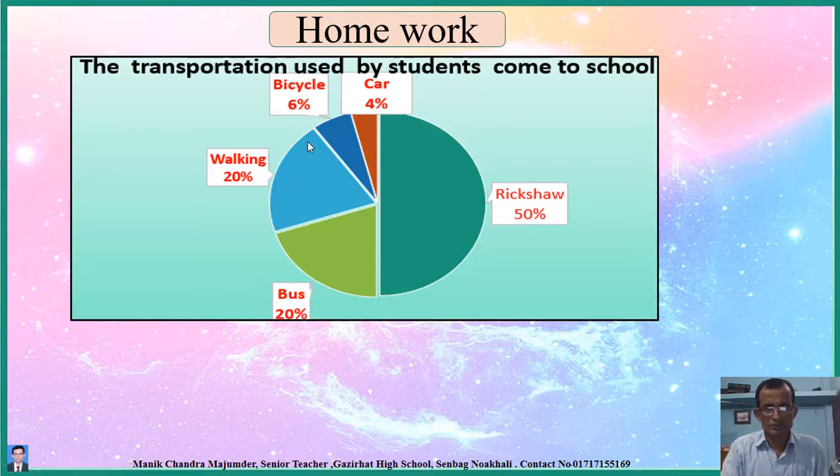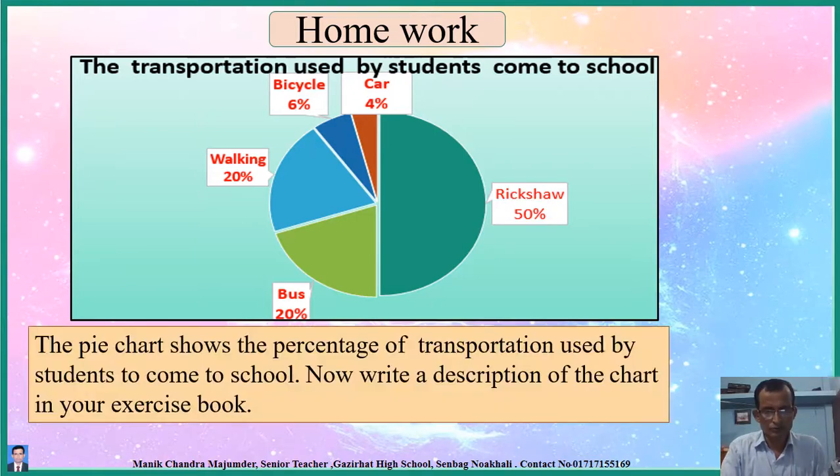Dear students, now I am giving you a short homework. You can see another pie chart, the transportation used by students to come to school. You can write the question in your notebook or you can take a screenshot. The pie chart shows the percentage of transportation used by students to come to school. Now write a description of the chart in your exercise book. This is your homework. I hope all of you try to write the answer.